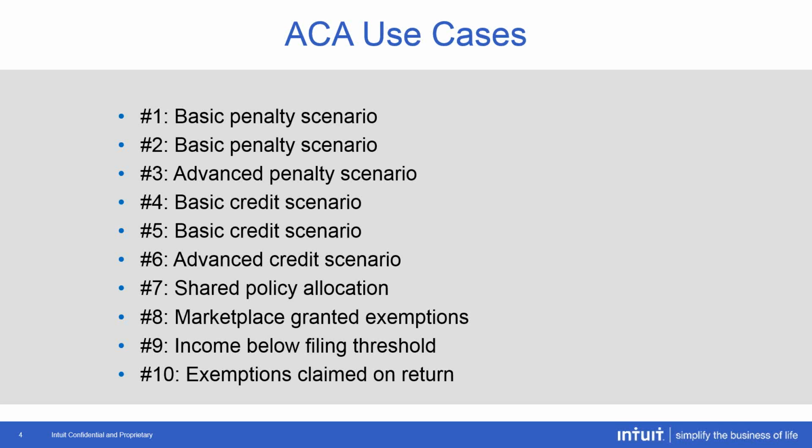So here is a list of the various ACA use cases that I came up with and that we'll cover today. First, we're going to go through some basic penalty scenarios, then an advanced penalty situation. We'll do some basic premium tax credit scenarios, followed up with an advanced situation. We'll cover the marketplace granted exemptions, income below the filing threshold, and exemptions claimed on the return.